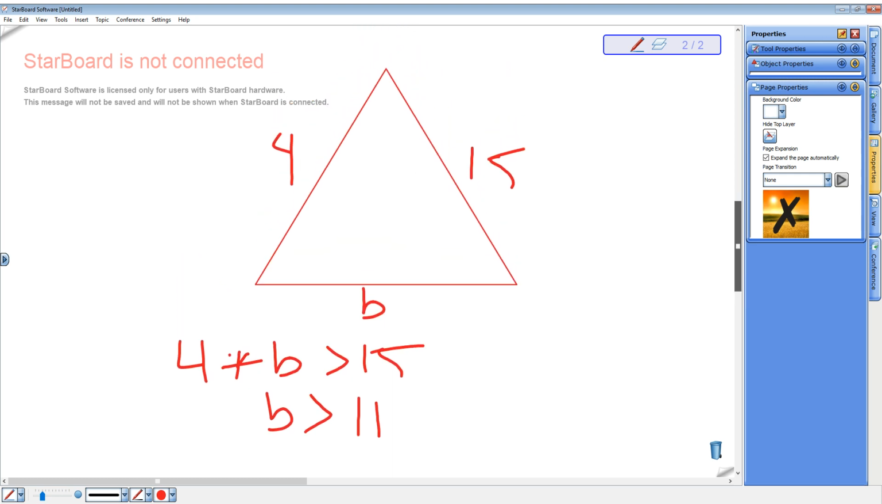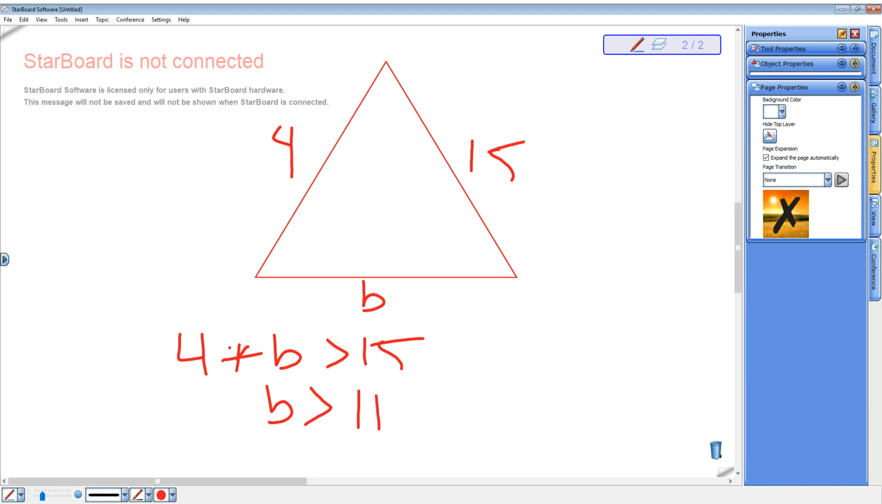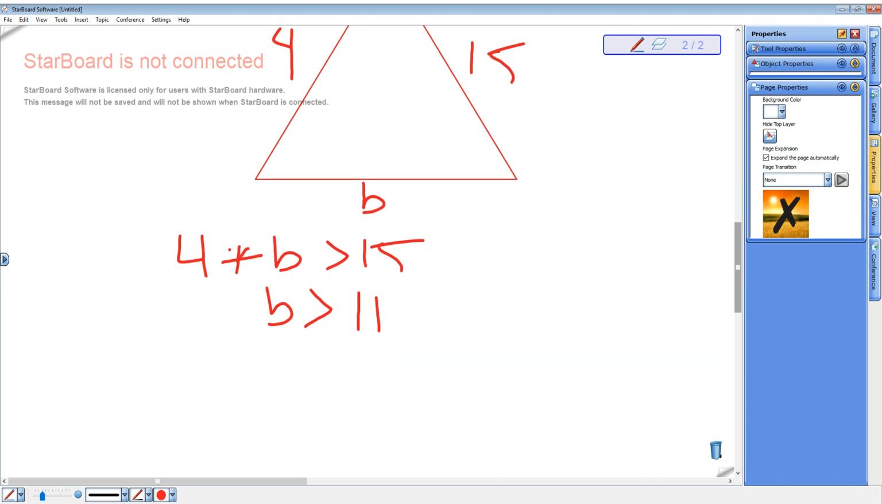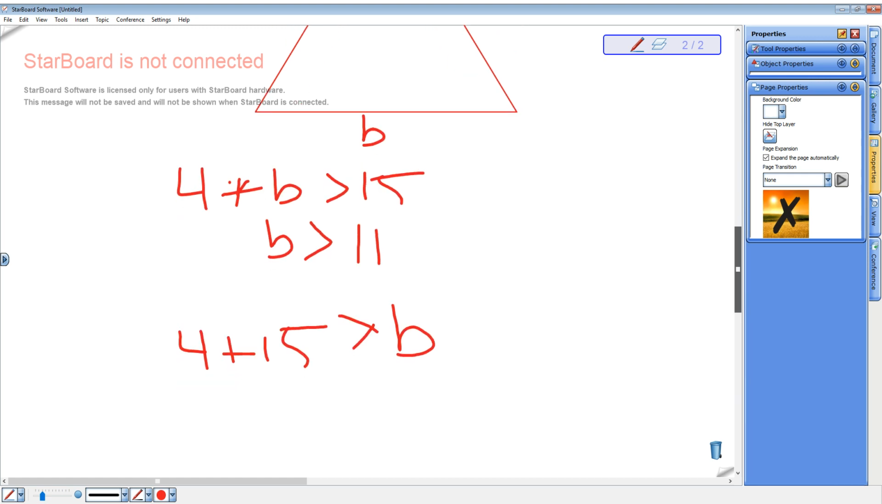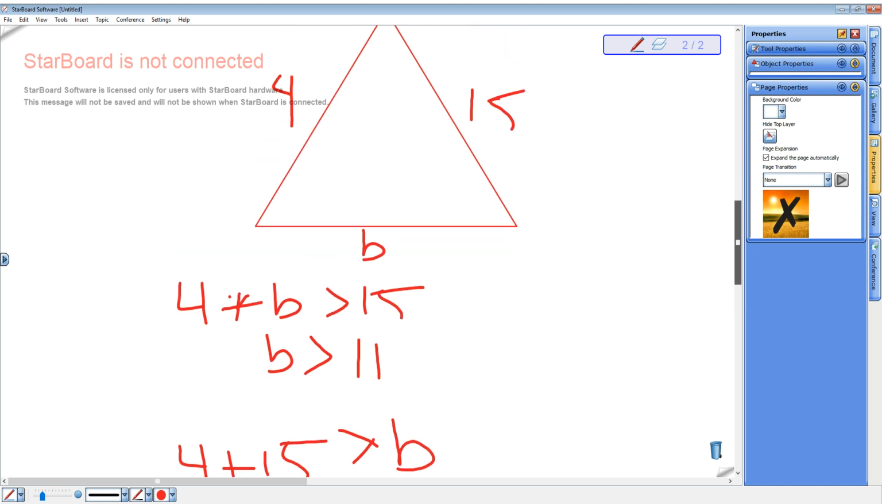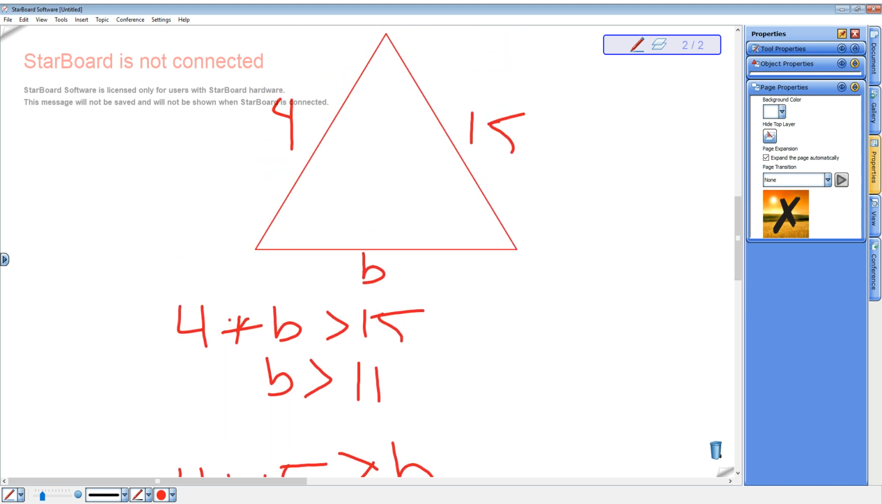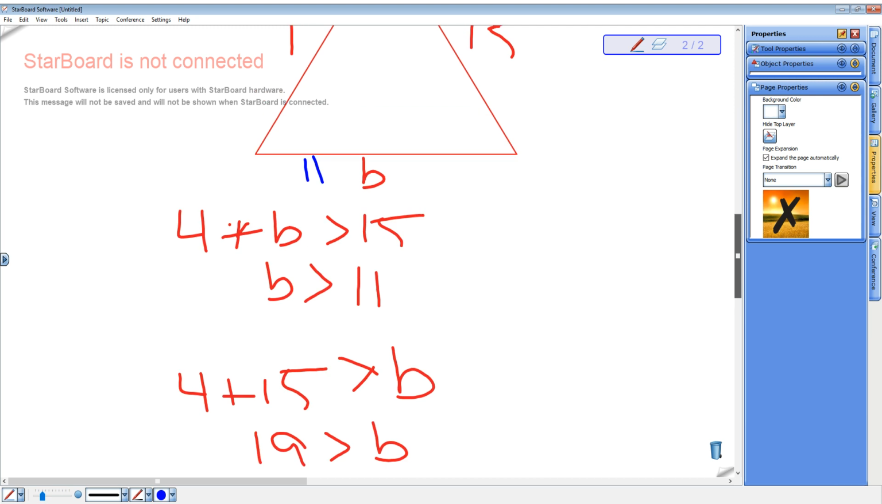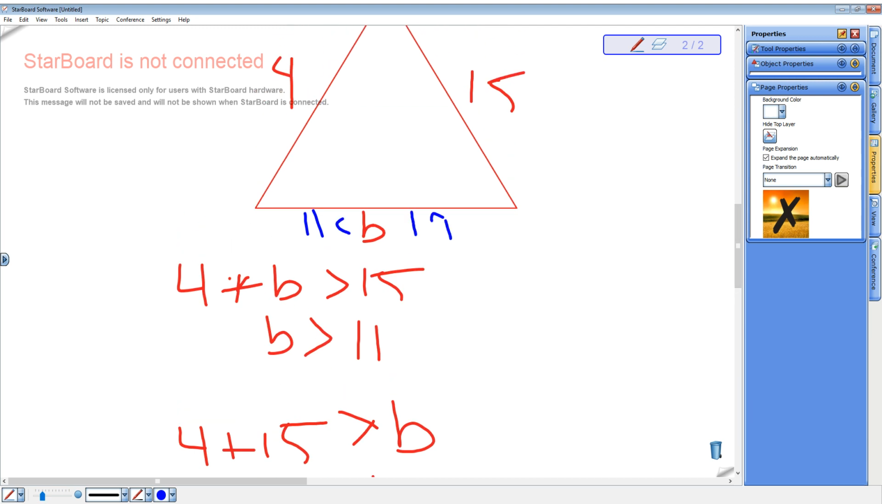The second thing we have to assume is maybe there's a side even bigger than both of these. Maybe B is the biggest side. So in that case, you would add up 4 and 15, and that has to be greater than B. So now we're going to find out 19. So B has to be less than 19. So in this case, I gave you this possible scenario, and we don't know what B is, but I'm telling you that B has to be somewhere between 11 and 19. So it has to be greater than 11 and less than 19. So that's what this side is telling you.